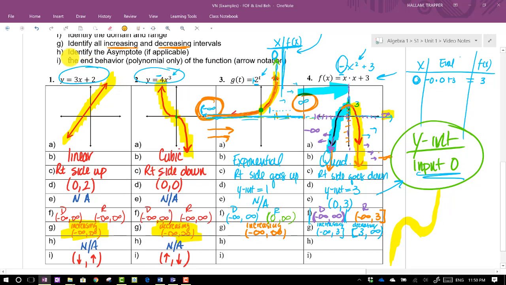We got two left. We get h, which is identify the asymptote, and remember, it's only applicable for an exponential. And how are you going to know where the asymptote is? Well, you're going to have to draw the sketch and see what number it's getting close to. In this case, we're getting really close to that x-axis. So when we write the asymptote, this is how we write it. We say y equals whatever number it's getting close to, and so in this case, it'll be 0.